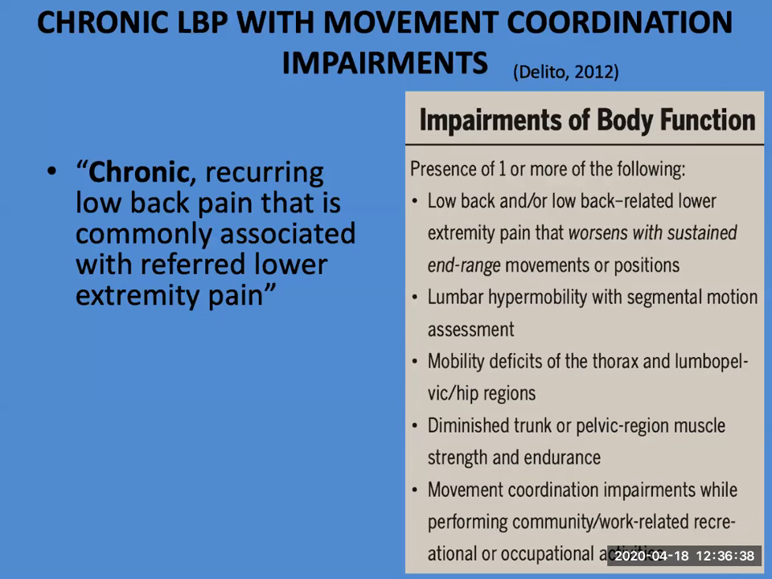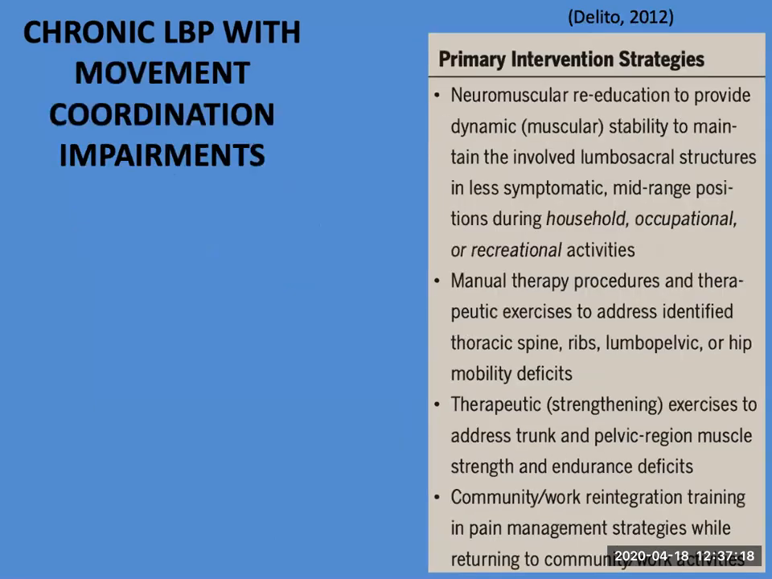Mobility deficits in adjacent areas, and again, we saw that in subacute, and even more likely when we get into chronic, because it's been going on for a longer time, and the patient might have been compensating for a longer period of time. Diminished trunk or pelvic region muscle strength and endurance. Again, just like we talked about with subacute, the longer this goes on, the more likely it is that the patient could have had atrophy or actually gotten weaker. That doesn't happen overnight or over 1 week. That happens over time, and becomes more likely as more time progresses. And of course, our low back pain being affected with functional limitations there.